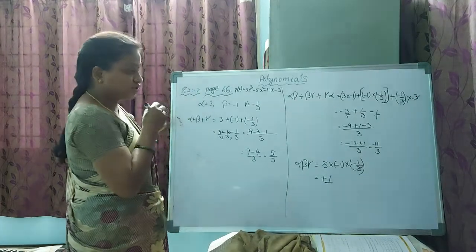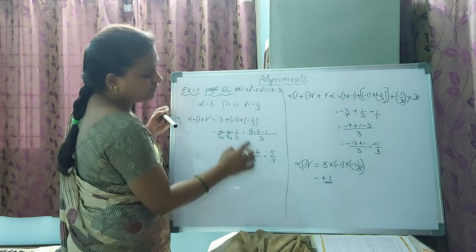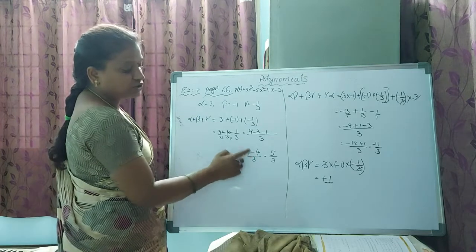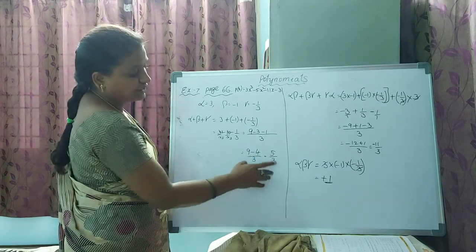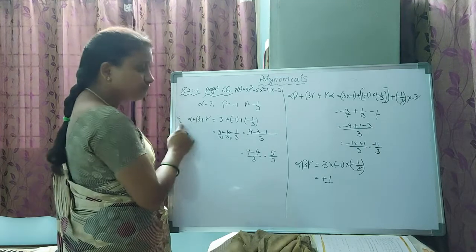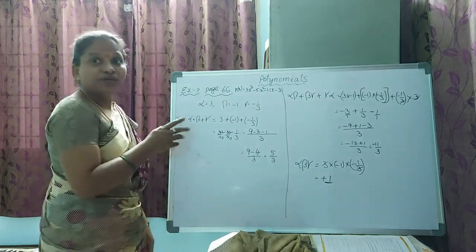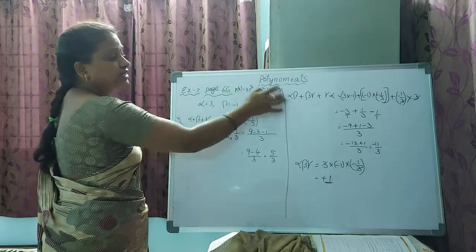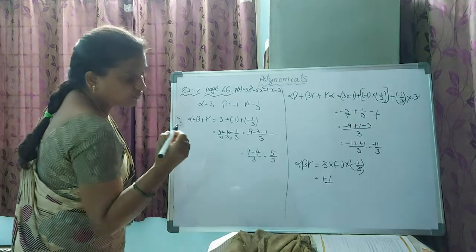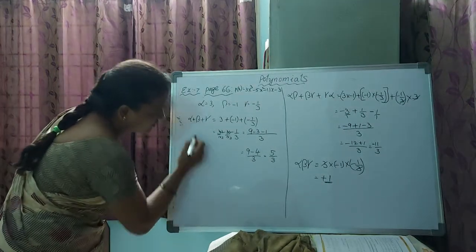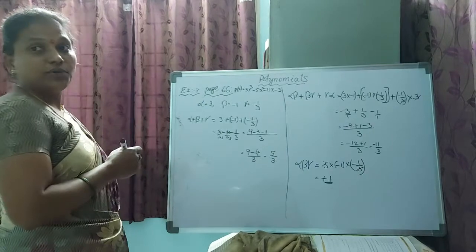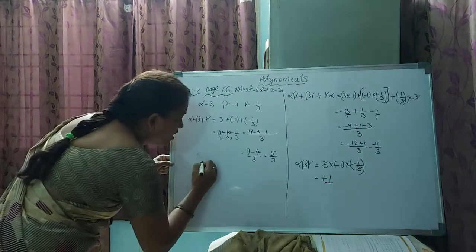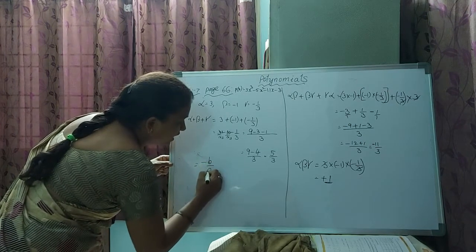All minus symbols, add first. Minus 3 minus 1 is minus 4, plus 9. Different symbols, so subtract: 9 minus 4 is 5, so 5 by 3. So this is the sum of the zeros of the polynomial. We have to verify this 5 by 3 with the coefficients of this particular cubic polynomial. What is the sum of the zeros of the polynomial? We can verify it with the coefficients. What is that? Minus b by a.